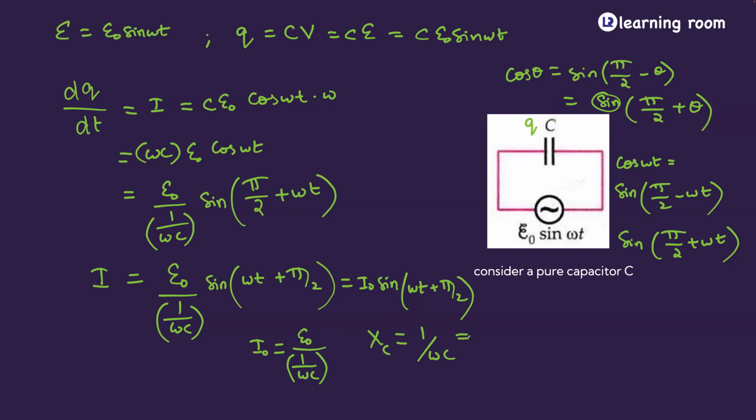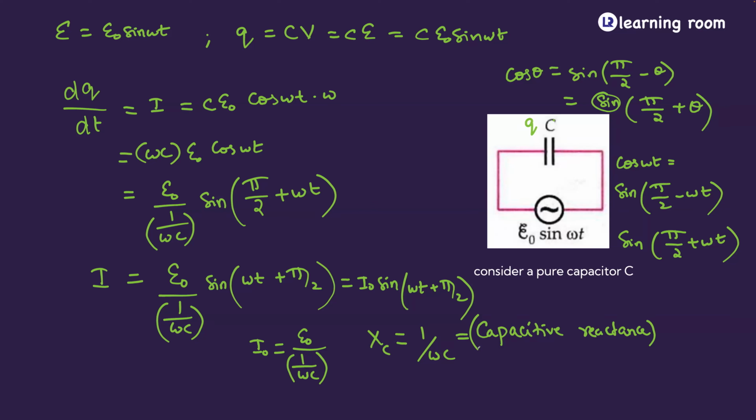Any idea about what is the name of this? It's called capacitive reactance. See, in the previous case, you would have seen E naught by R would have come. R is the resistance. So resistance is a term used for devices where only resistors are there. If it is a pure resistive circuit, then the opposition offered by that circuit is going to be resistance.